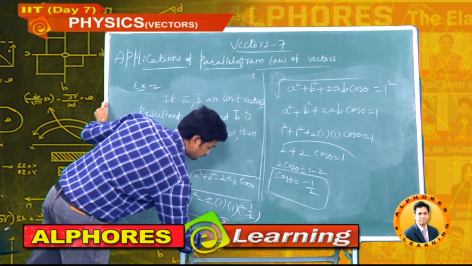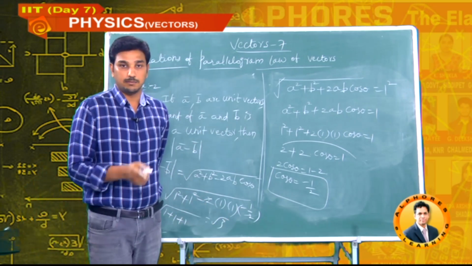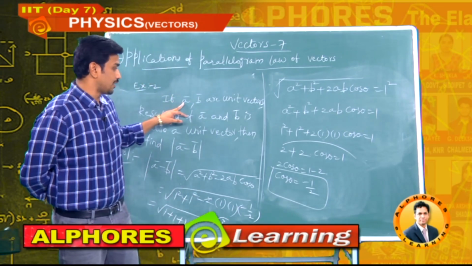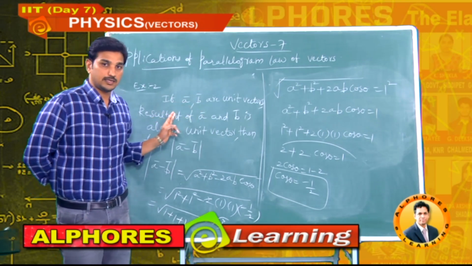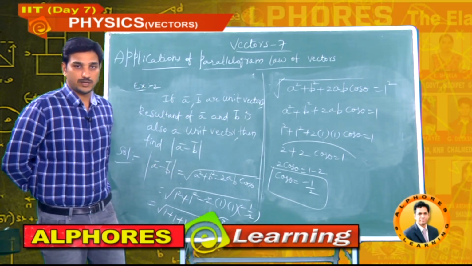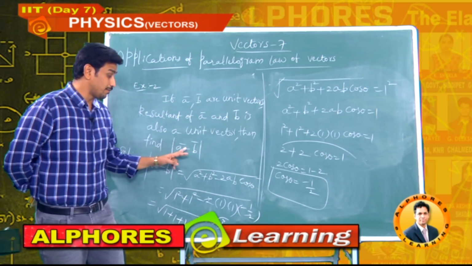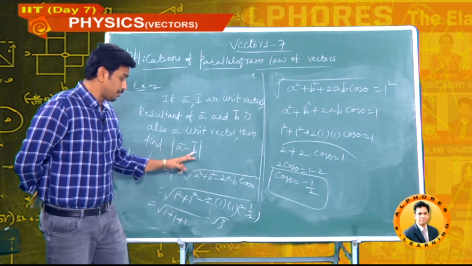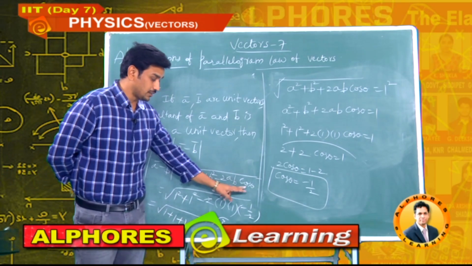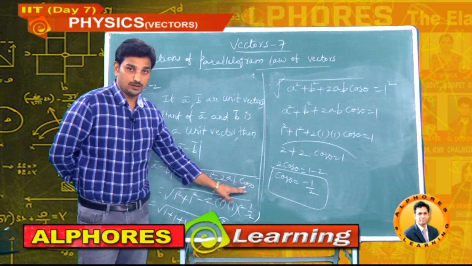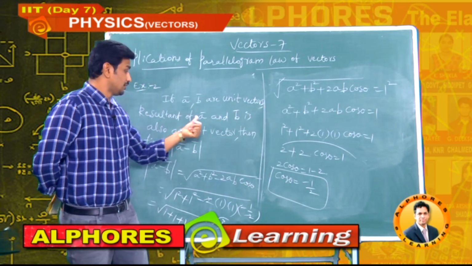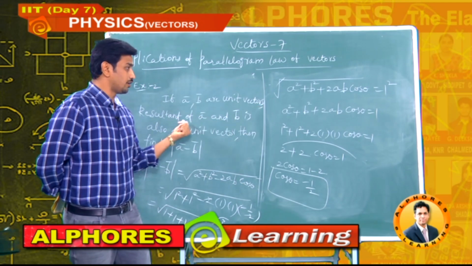Now what is the answer? Root 3. A bar is a unit vector, b bar is a unit vector. Now mod a bar is 1, mod b bar is 1. Resultant of a bar and b bar is also a unit vector, that is nothing but mod of a bar plus b bar is 1. Now they are asking to calculate mod of a bar minus b bar. To calculate it, we know the formula, root of a square plus b square minus 2ab cos theta. I don't know the cos theta value. How did I calculate the cos theta value? By using this statement: resultant of a bar and b bar is a unit vector.